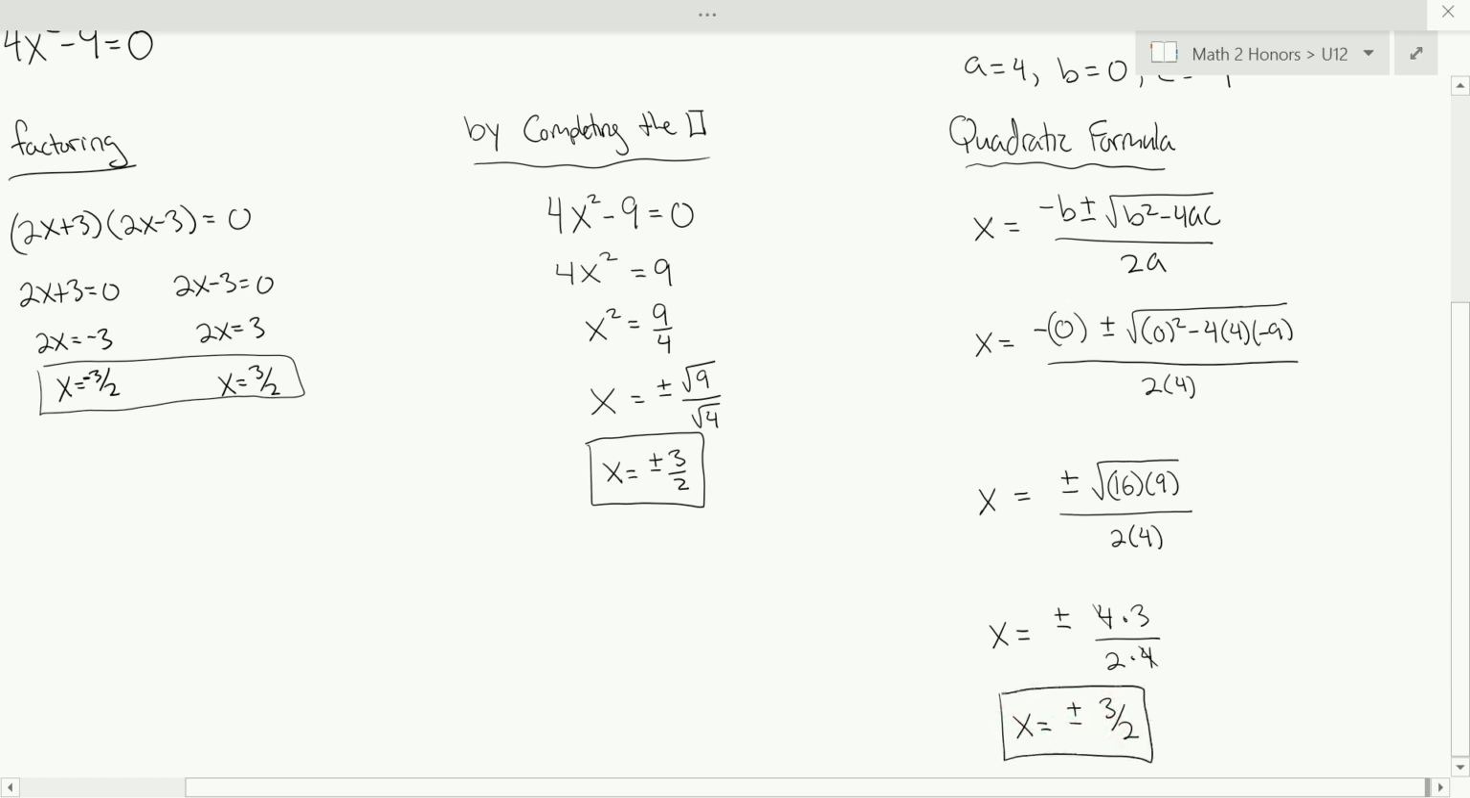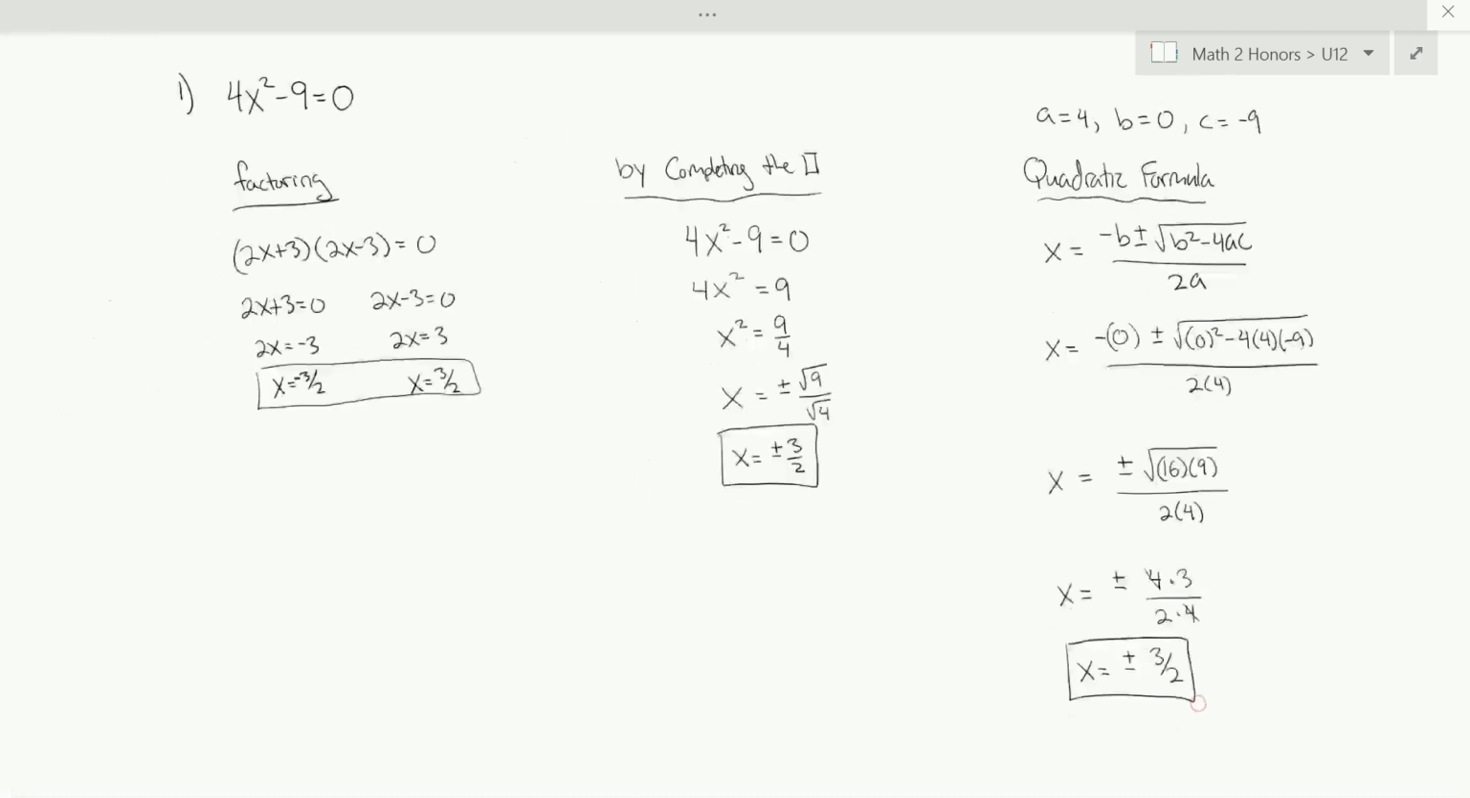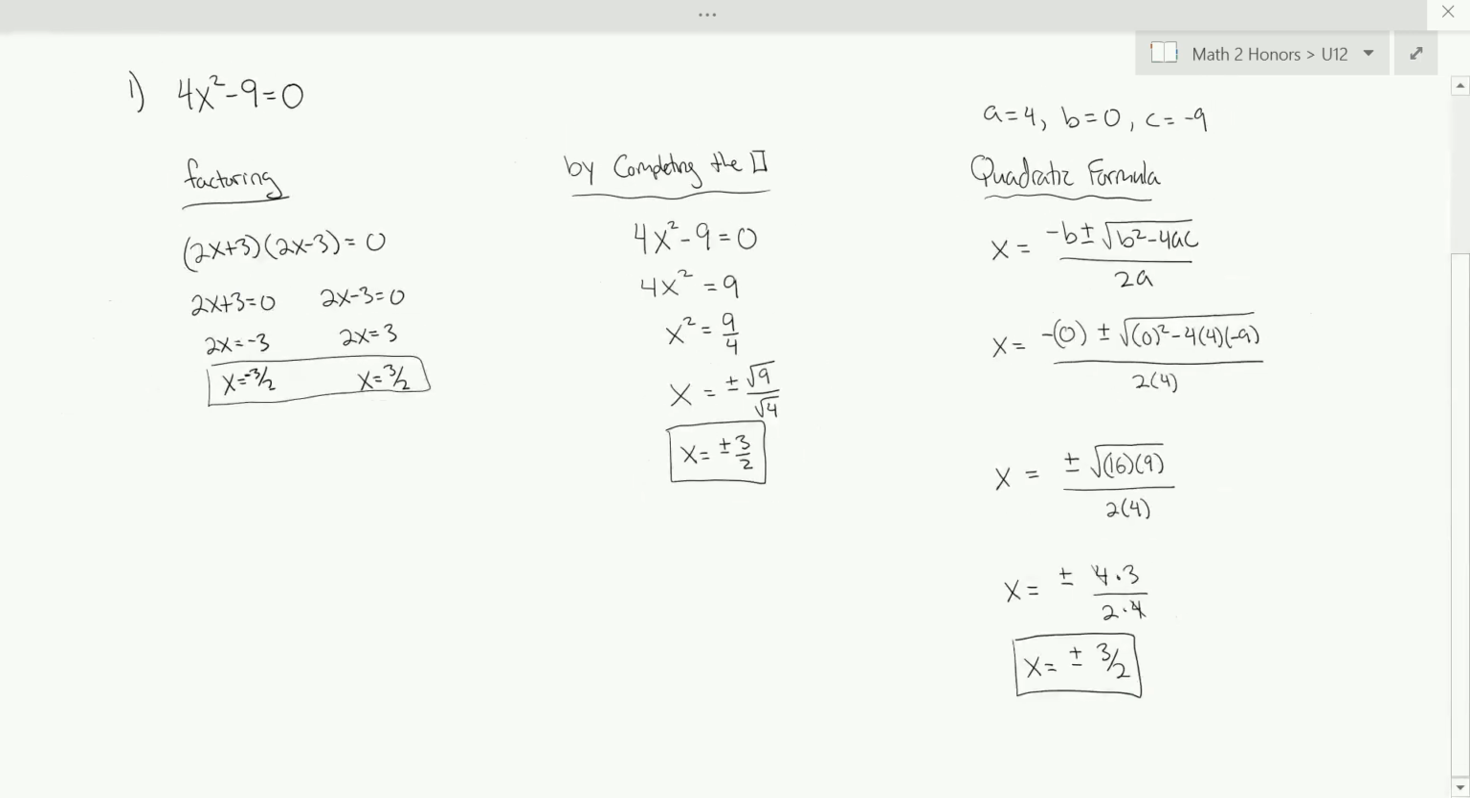Working out for you? Here's what my work looks like. I notice that 4 times 4 is 16. You have a negative times a negative, so it's going to be positive. So 16 times 9, and the square root of 16 is 4, and the square root of 9 is 3. Reduce that.